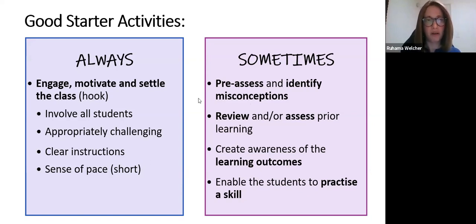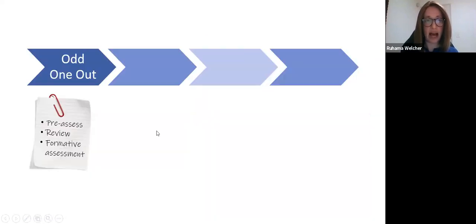Okay, so number one, the first activity that we're going to look at is called Odd One Out. This is great for a pre-assessment, okay, at the beginning of a unit. It's also helpful to review yesterday's learning and to assess what was done yesterday. It can also be practice a skill, and I'll show you how that works.